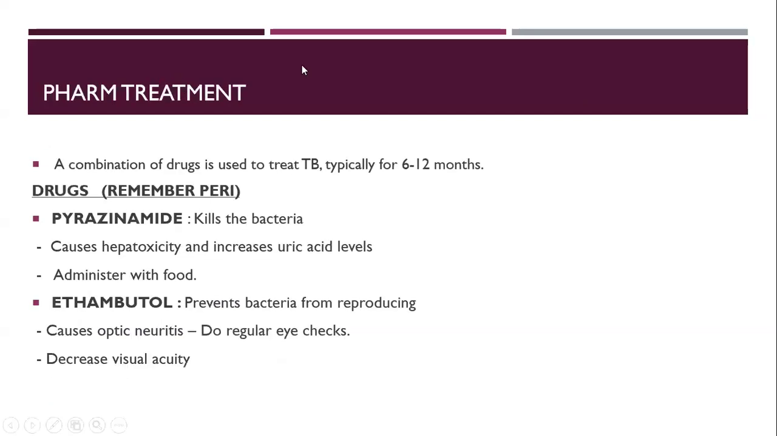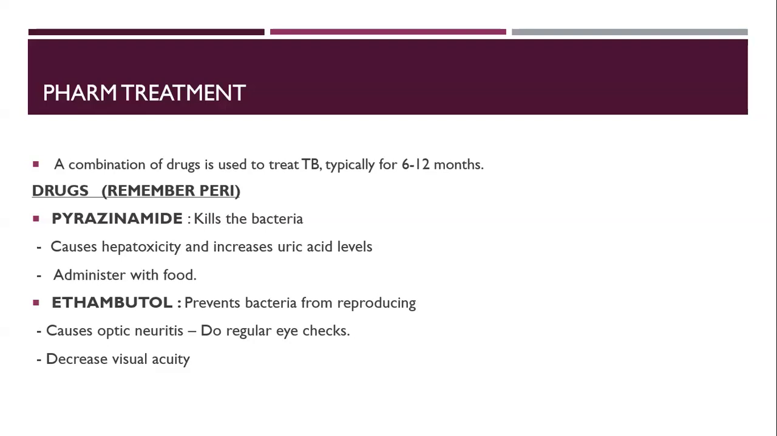Good. Now, treatment. The medications. Another NCLEX interest. Please, let's pay attention. So a combination of drugs is used to treat TB, typically for 6 to 12 months.